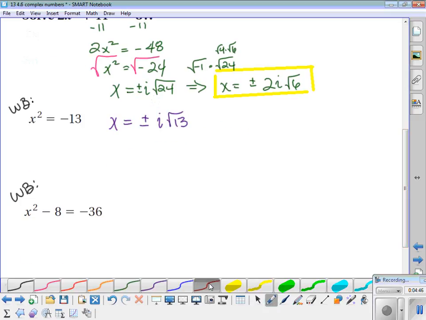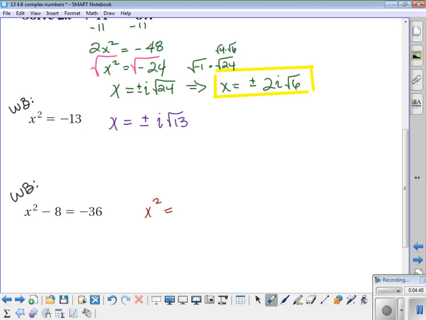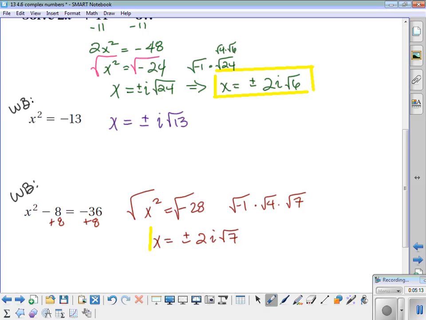All right, so you guys were getting that x squared was equal to -28, right? Because we added the 8 to both sides. And so when you take the square root, negative 28, that's negative 1 times 4 times 7, right? And so x equals plus or minus 2i root 7. Looks like most of you got there eventually. Okay, any questions there? All right, so now we'll move on then.